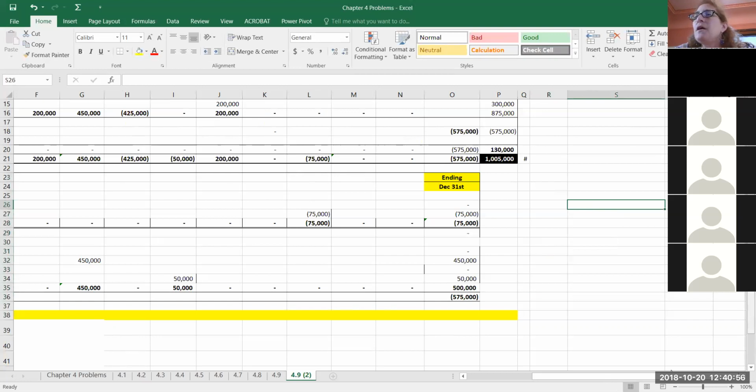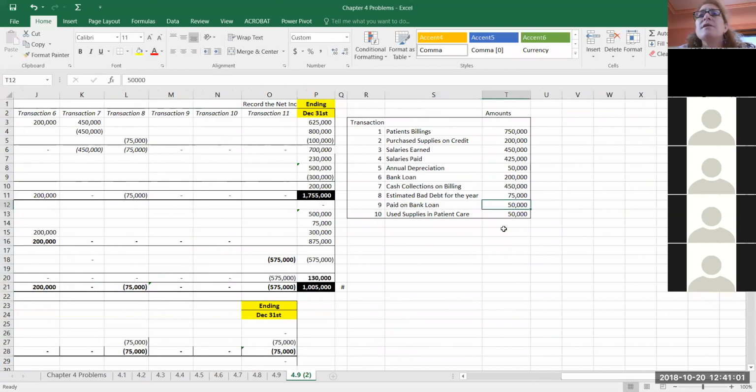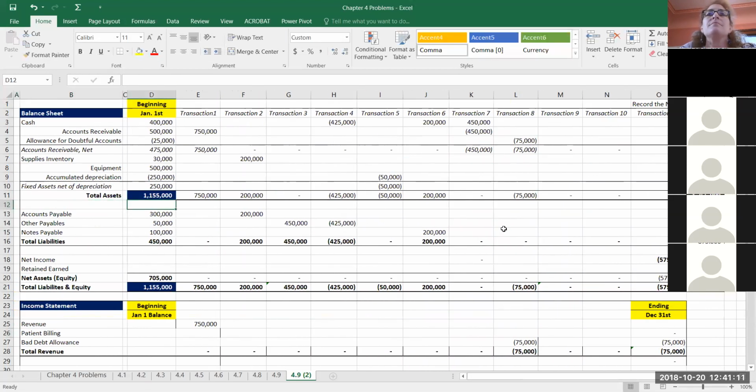Okay. Let's see, where were we? Okay, so did we do our loans payable yet? Oh, 9, not yet, right? Okay. So paid on the bank loan. Does anyone want to help me with that one? What do we want to do if we want to pay on our bank loan?